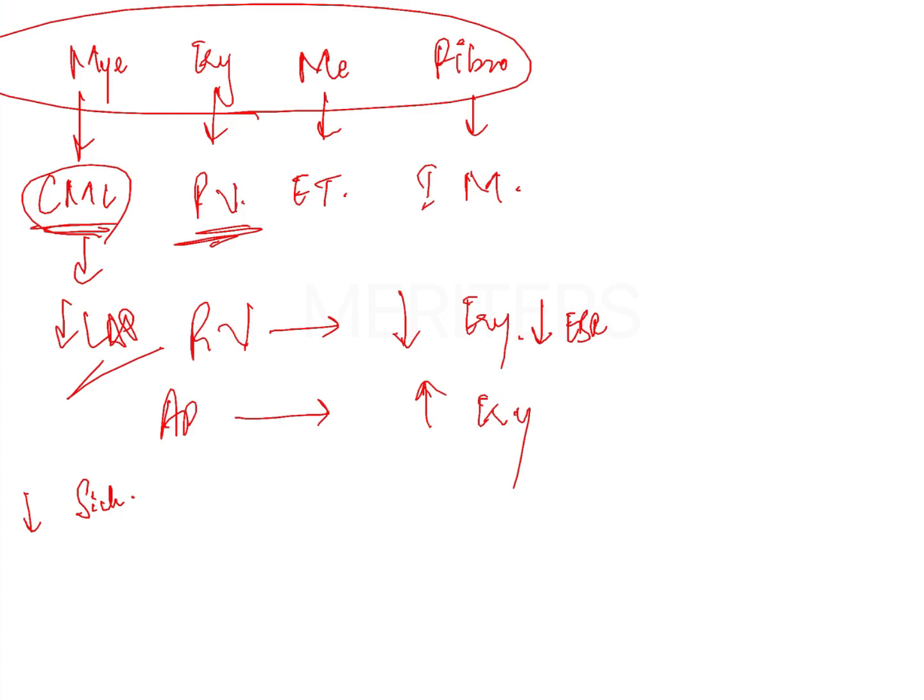Now, this polycythemia vera that we are talking about for so long is also called Osler-Vaquez syndrome.